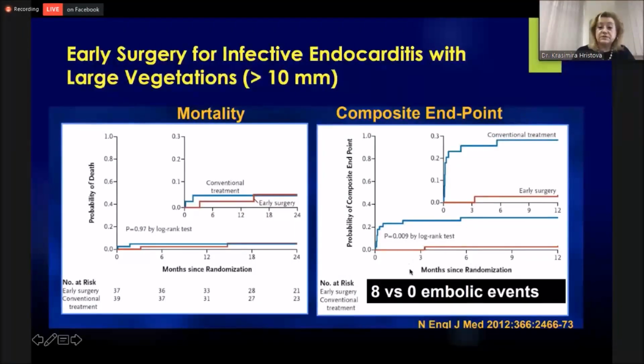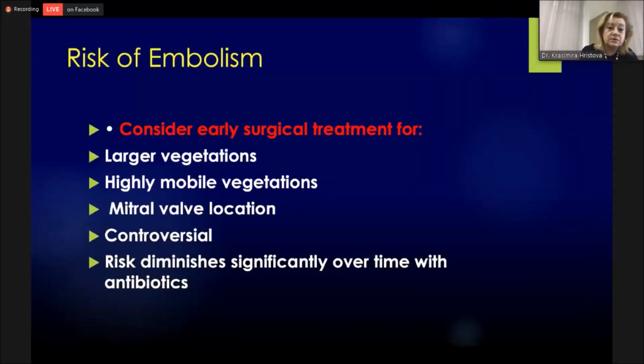The composite risk of embolism is very low in the group with early surgery, whereas the other group has more than 8 embolism risk. So when we look at embolism, which is very frequent in patients with infective endocarditis, we must consider early surgical treatment for large vegetation, highly mobile vegetation, and mitral valve localization. It is controversial, with the risk diminishing significantly over time with antibiotic treatment.